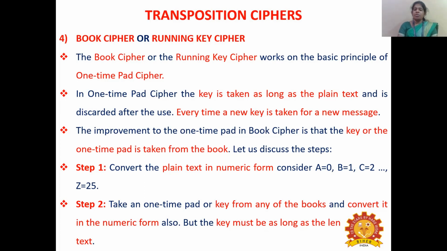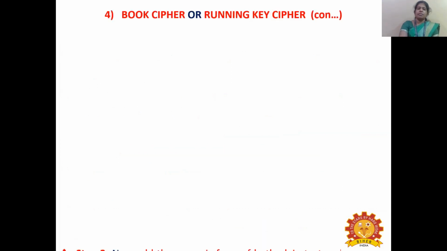So after giving the numeric form for each and every alphabet, our second step is to take a one-time pad or key from any of the books and convert it into numeric form. But the key must be as long as our original text.